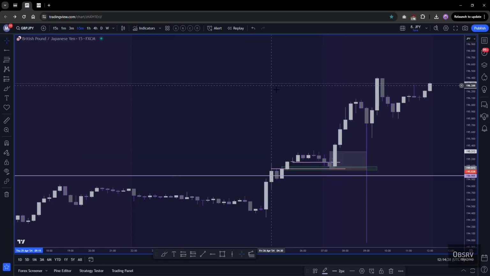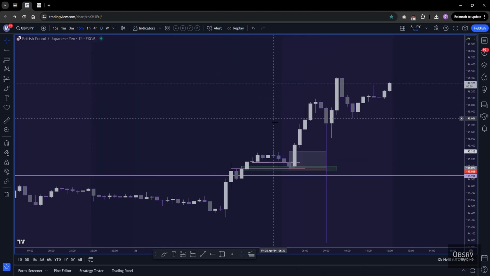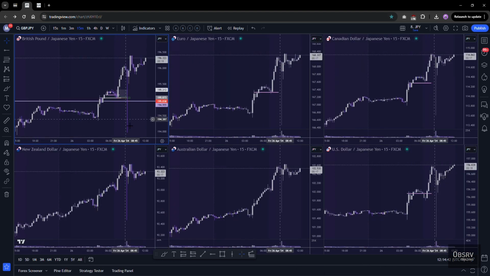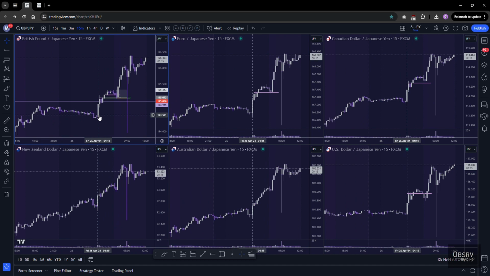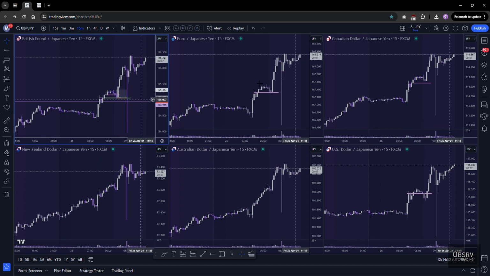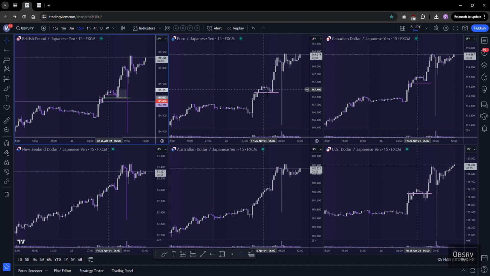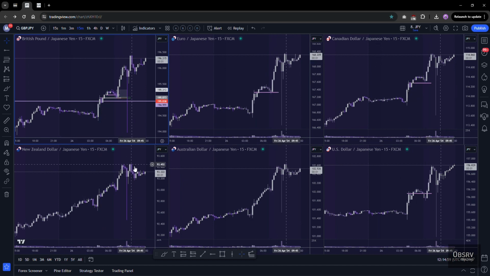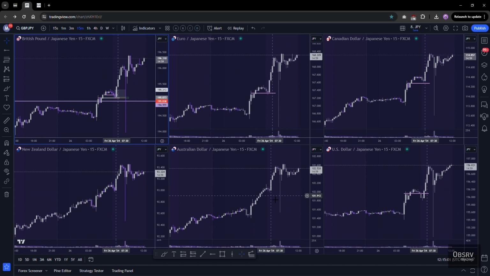So to go back over the trade, as you can see, when the interest rate came out, all of the yens got weak across the board. So we had weakness here, we had weakness on Euro yen, weakness on Canadian dollar yen, weakness on Kiwi yen, weakness on Aussie yen, and weakness on dollar yen. And that started there.